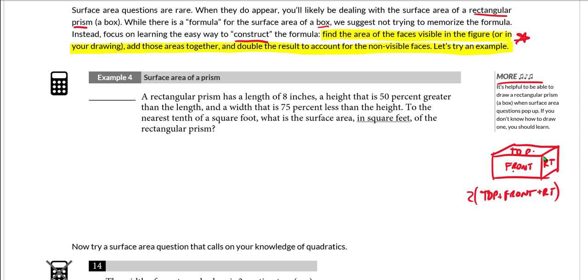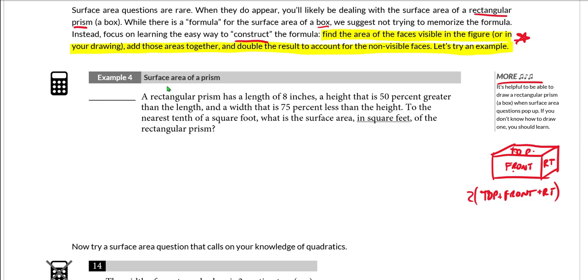Of course, there is a chance that a question might say that the box is open on top, in which case there is no top face, so you would only have to add in one of those to account for the bottom, but not the top, and so on and so forth. Let's take a look at an example here.